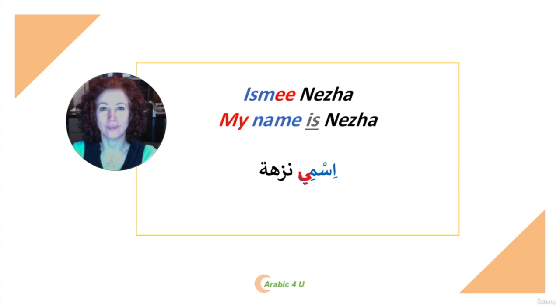I color-coded the word so you see that the word ism means name and the e at the end means my. So basically we say name, my, and we attach my to the end of the word name. So ismi, and then also I underlined is, meaning that we don't really have is in Arabic. So we say name my Nazha.